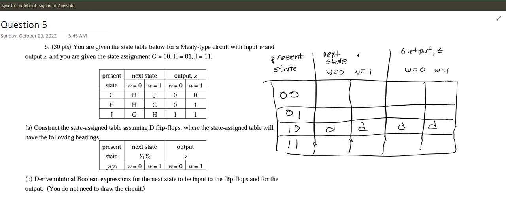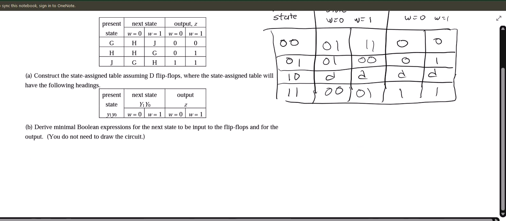And then the output Z is going to look exactly the same, so we can just copy that, 0, 0, 0, 1, 1, 1. And then everywhere we have an H, we're going to put H is 0, 1. So 0, 1, 0, 1, 0, 1. Everywhere we have a G, we'll put 0, 0, 0, 0, 0, 0. And where we have a J, we'll put 1, 1. So there we go.